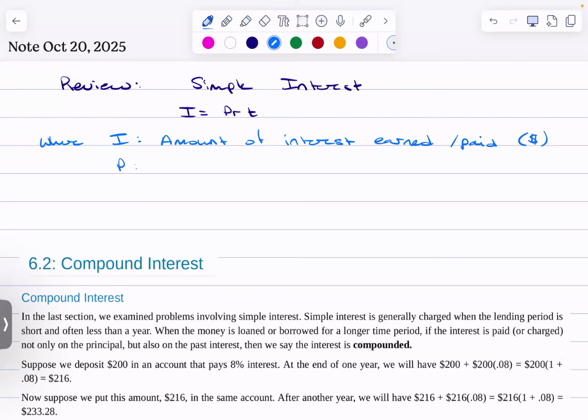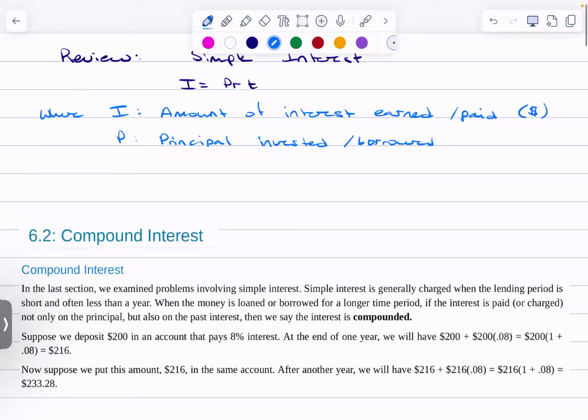P is the principal invested or borrowed. R is the interest rate as a decimal. We often report percentages, but for math, we need to work with the decimal value. For example, 4% we use 0.04, so divide by 100.